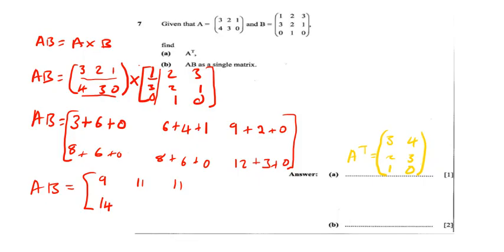Which one? This one, 8 plus 6 is just 14, even 8 plus 6 plus 0 is just 14, right? And then 12 plus 3 plus 0 is just what? A 15, like that. So your answer AB will be equal to 9, 11, 11, 14, 14, and 15, like that. That's your answer. Understood?